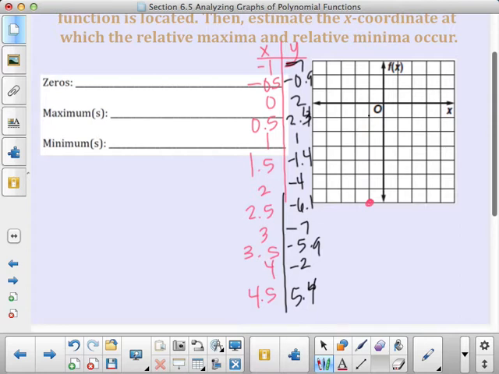Then we're going to go negative 1/2, negative 0.9; 0, 2; 0.5, 2.4; 1, 1; 1.5, negative 1.4; 2, negative 4; 2.5, negative 6.1; 3, negative 7; 3.5, negative 5.9; 4, negative 2; and 4.5, 5.4. So that's going to be up here somewhere. Okay, so now I go ahead and graph this one.